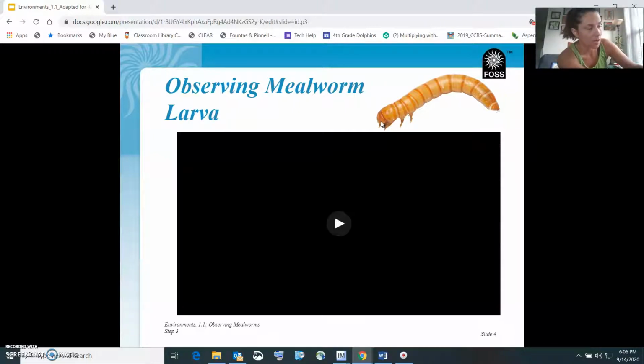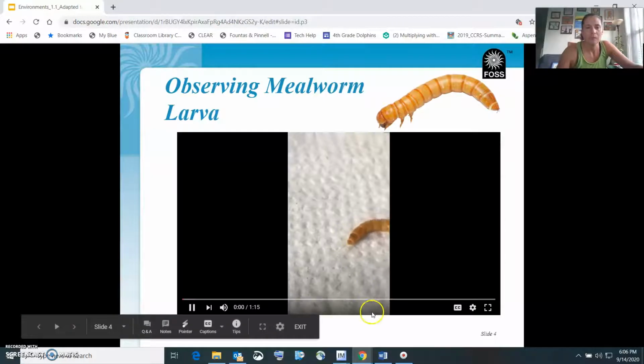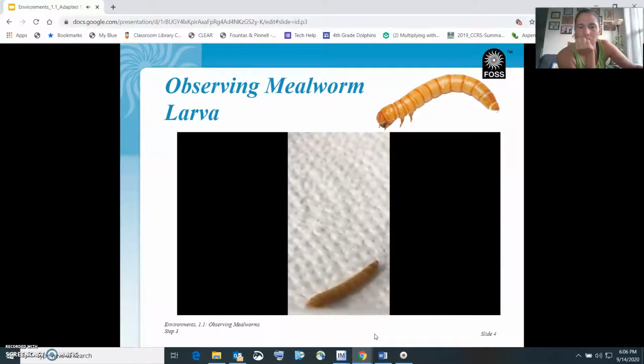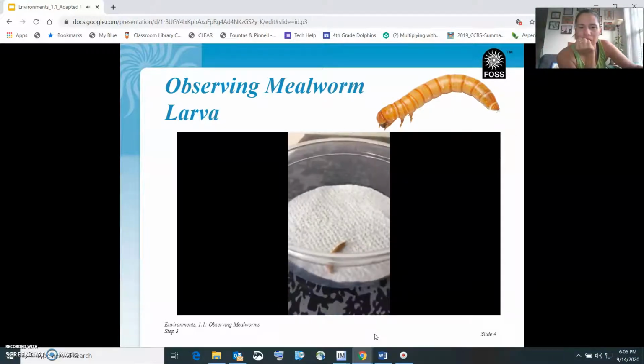So I'm going to put segmented body, and I'm going to put, I see legs. I think there's probably 4, and then I see something on the head, but I can't really tell, so hopefully we'll get a better shot of that. So let's go ahead and watch this. So remember, you're watching, what do you see it doing?